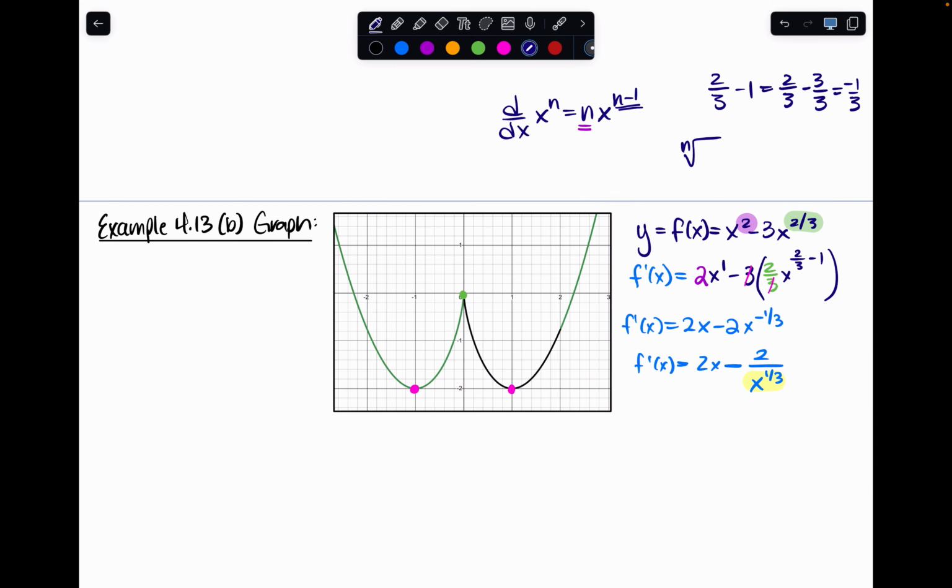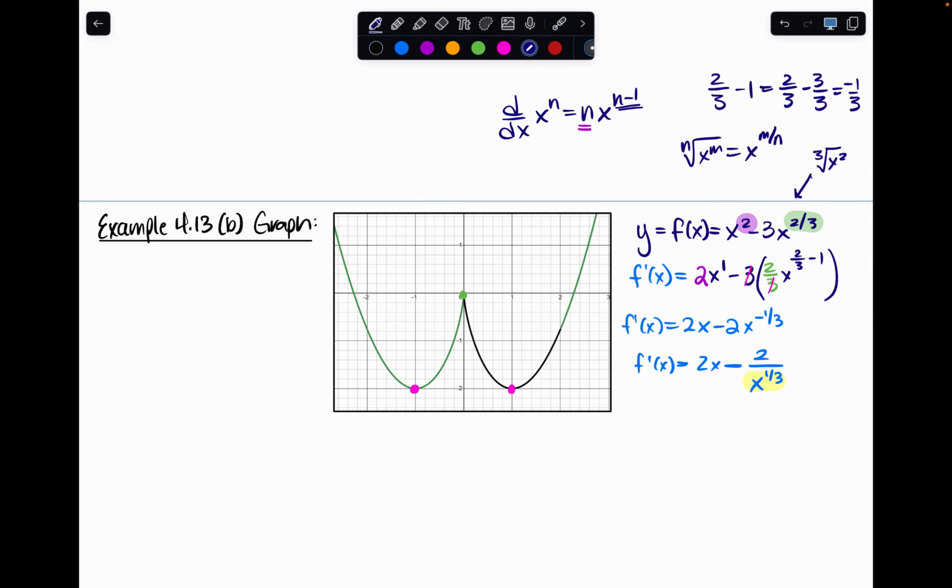The nth root of x to the m is x to the m divided by n. So we could have written this as the cube root of x squared. If I gave you that on a checkpoint and asked you to differentiate it, you would need to translate it into the fractional exponent and then differentiate it according to the power rule.